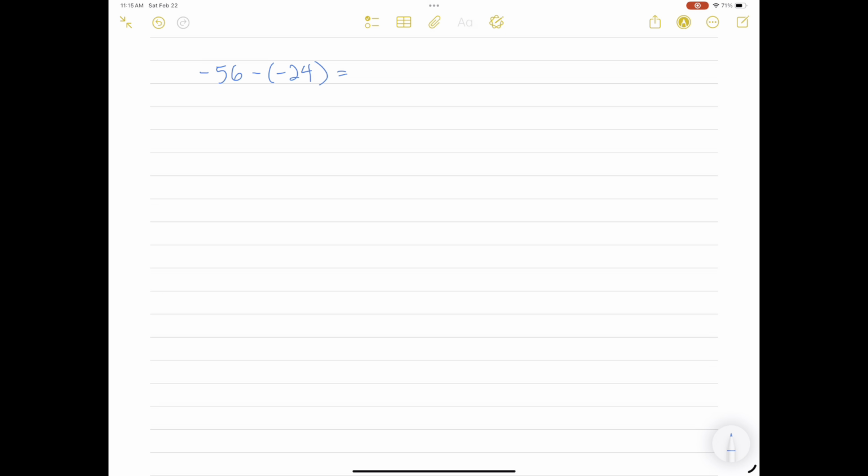Negative 56 minus negative 24. I rewrite the equation to show you that by adding its opposite, I get negative 56 plus 24. Negative 56 plus 24 is an addition problem in which the signs are different, so I treat it as a subtraction problem, 56 minus 24, which gives me 32, and the number with the larger absolute value, 56, is negative, therefore the answer is negative 32. Always remember to include the negative sign when it's a negative solution and box your answer.